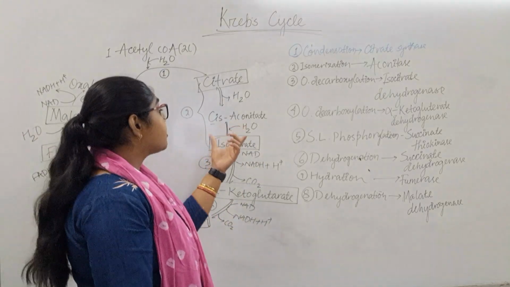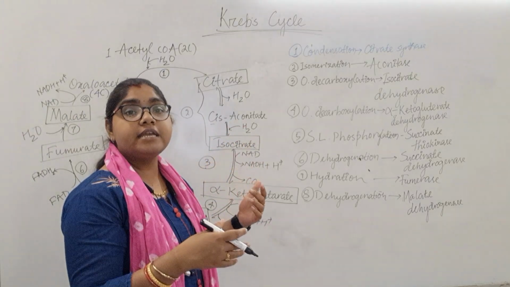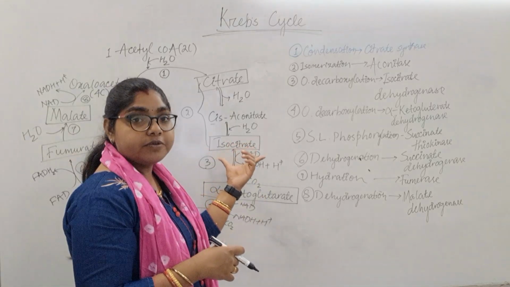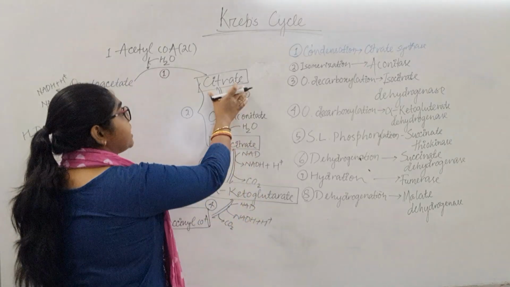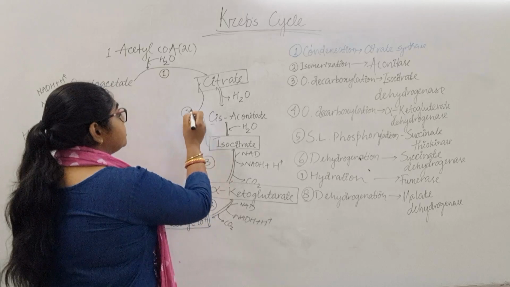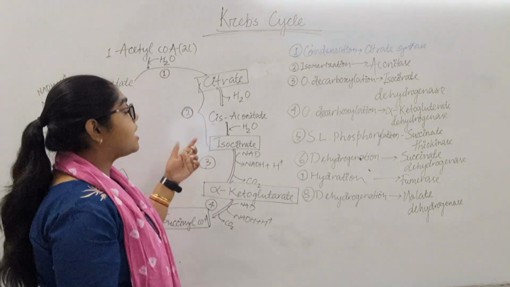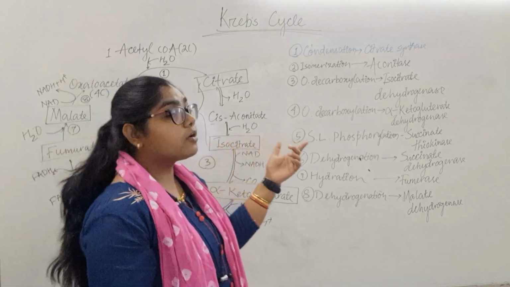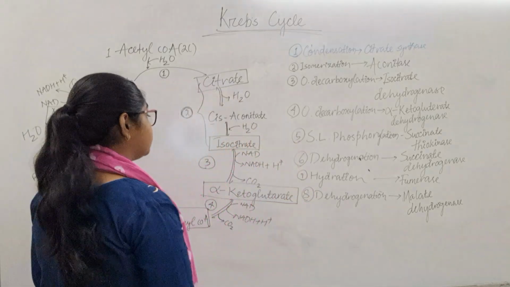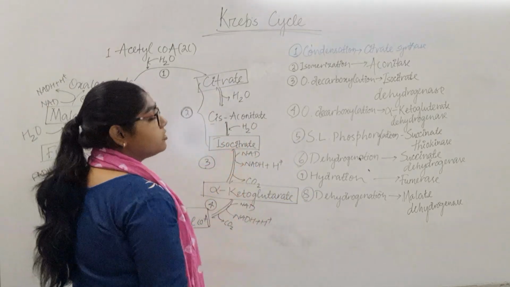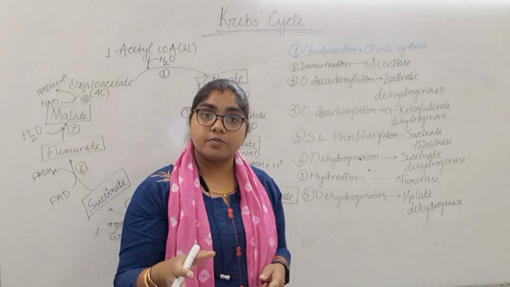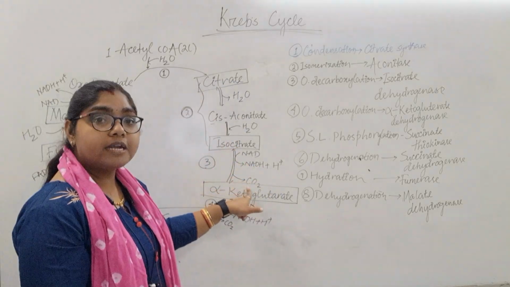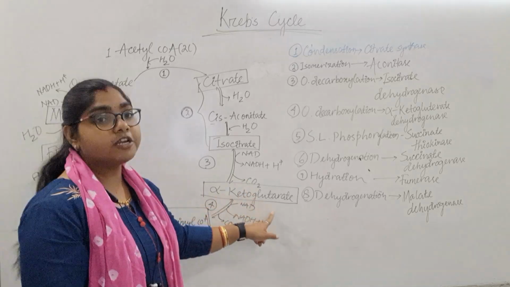This cis-aconitate again immediately absorbs one water molecule and converts to isocitrate, which is an isomer of citrate. And the second reaction, which is an isomerization reaction, is catalyzed by the enzyme aconitase. Now this isocitrate undergoes oxidative decarboxylation. It reduces NAD to NADH, removes carbon dioxide and produces alpha-ketoglutarate.